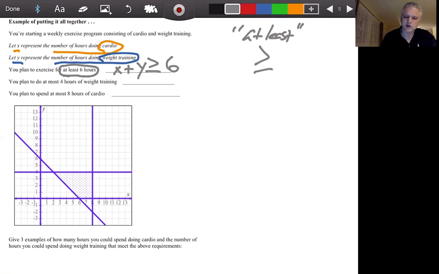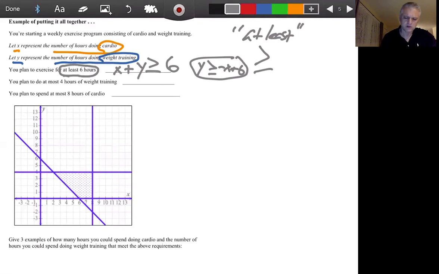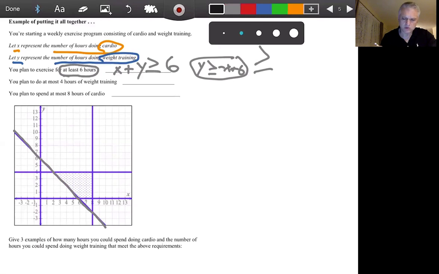And by the way, if we solve for y and subtract the x, we would see that that would be this line right here. And because it's greater than or equal to, they would shade everything above. So I'm just going to put the gray back. Nice.